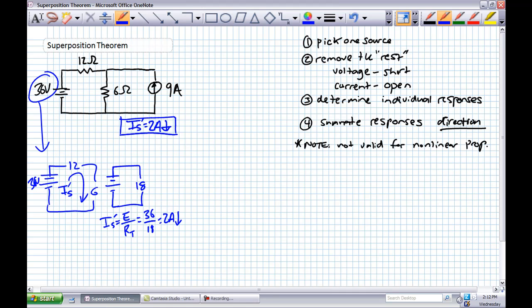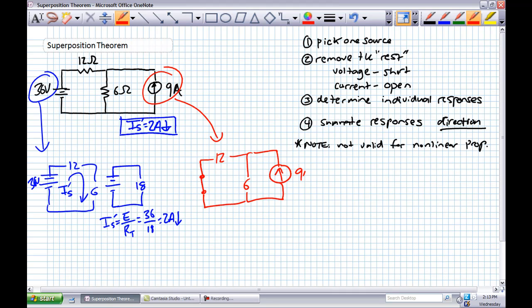We have determined that individual response. Okay, let's loop back up to the top, pick one source, 9 amps. From the perspective of the 9 amp source, we see 6 ohm right there, 12 ohm right there. We replace our voltage source with a short. Oh my gosh, look what happened here. The 12 and 6 are now in parallel, as opposed to over here where they were in series. So putting opens and shorts, like I alluded to earlier, can change the entire functioning of the circuit depending on the perspective of that particular source.